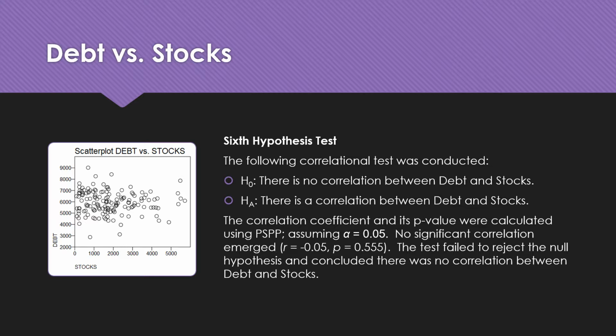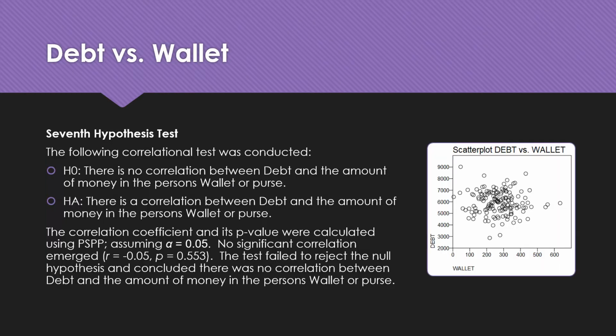And once again, we've determined that there is no significant correlation. And you can see that from the scatter plot. So our seventh test is debt versus how much money a person carries in their wallet or purse.